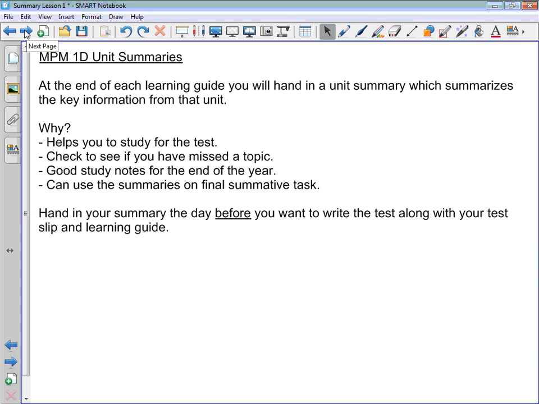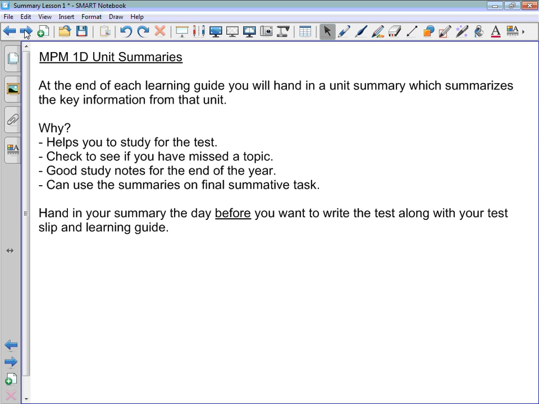So first of all, just an overview here. At the end of each learning guide, you will hand in a unit summary, which obviously summarizes the key information from that unit. Why are we getting you to do this? Well, number one, it helps you to study for the test. Just to go over this information again, you can check to see if you have missed a topic in going through the learning guide or watching the lessons online. It also lets me check to see if you've missed a topic, and I can remind you about it just before you write the test.